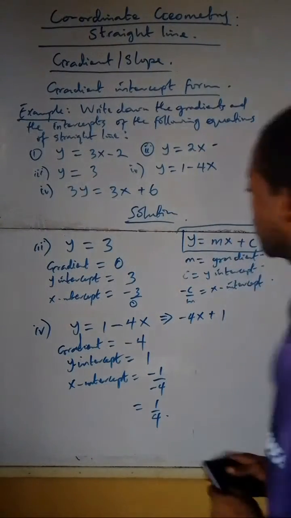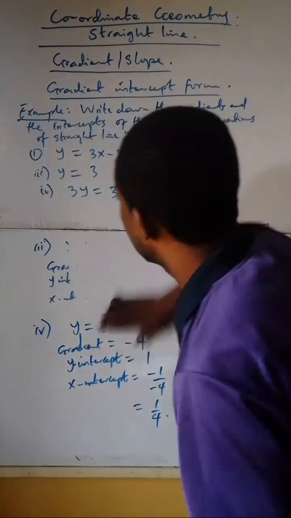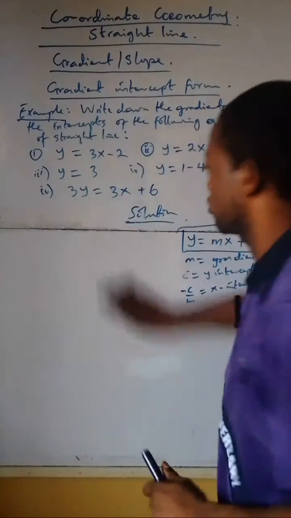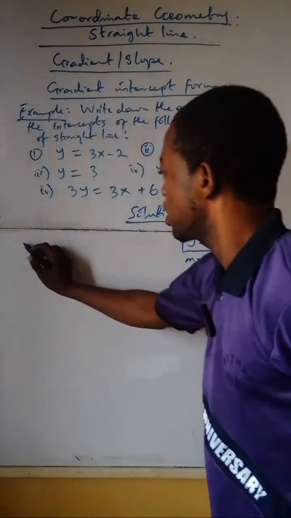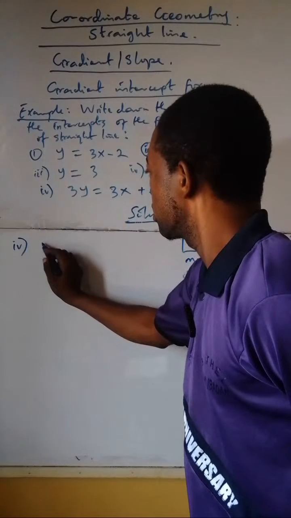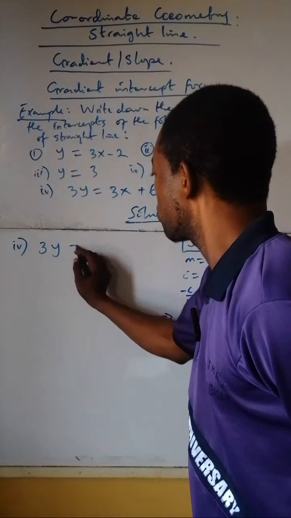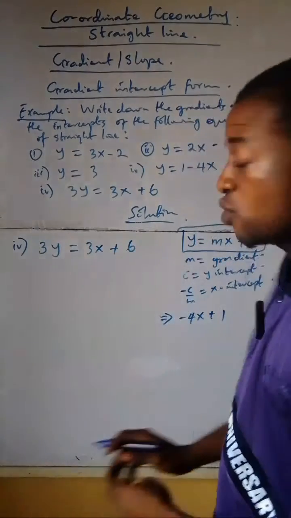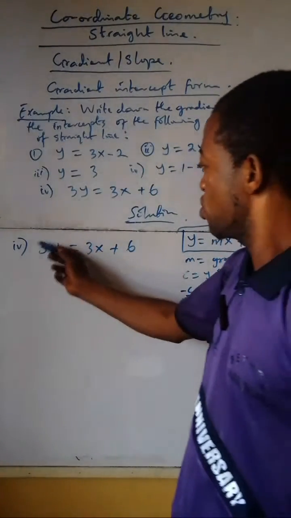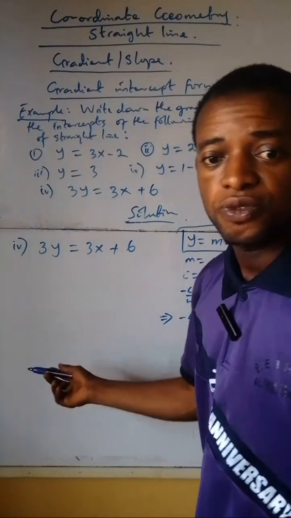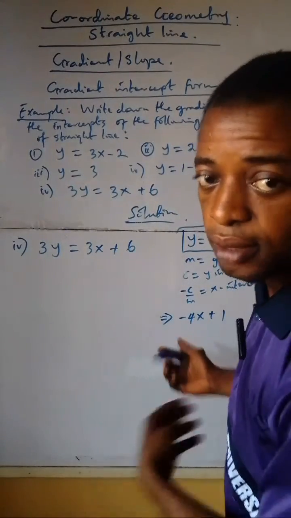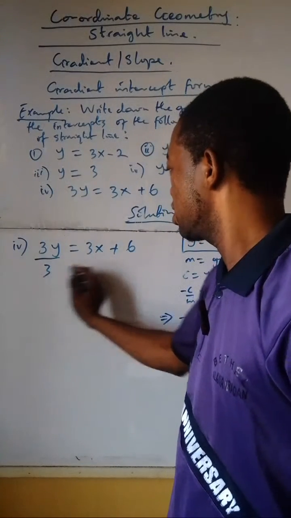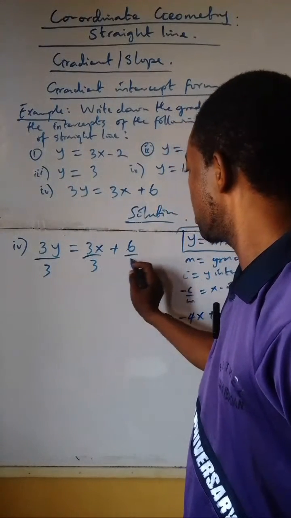Also from number 5 here, we are given 3y equals 3x plus 6. Now we need to make y the subject. It implies we need to remove this 3. And how do we remove this 3? We can divide through by 3. Divide this equation through by 3. So we divide here by 3, divide here by 3, divide here by 3.